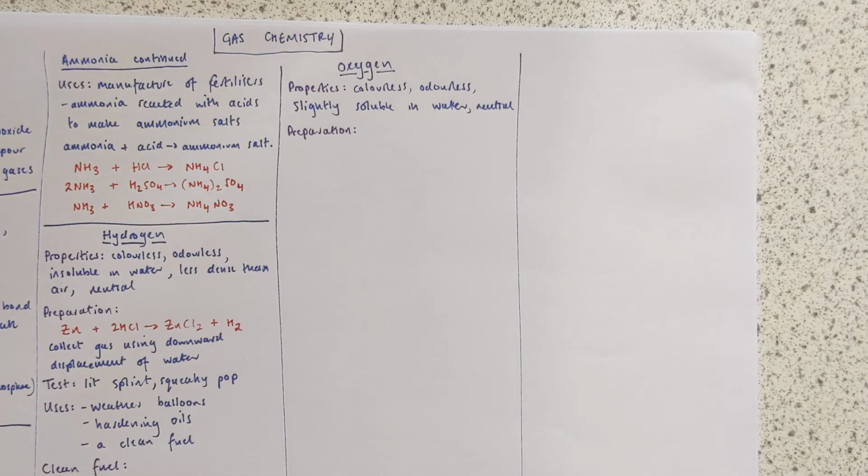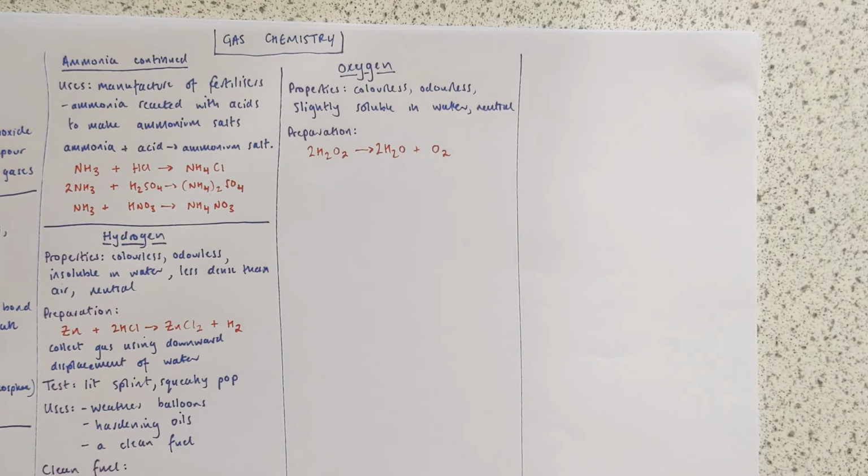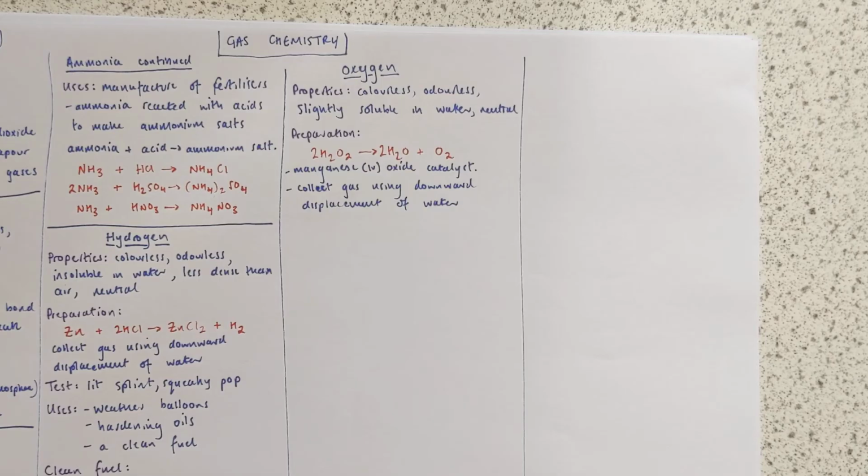The preparation for oxygen in the school lab is the decomposition of hydrogen peroxide into water and oxygen. Hydrogen peroxide is this chemical H2O2, which will break apart to produce oxygen gas. That doesn't happen very quickly at room temperature, so we need to use a catalyst to speed up the process. The specific catalyst you're meant to know about is manganese(IV) oxide. And similarly to the production of hydrogen gas, we would collect that in the lab using downward displacement of water through a delivery tube into a gas jar on top of a beehive shelf.